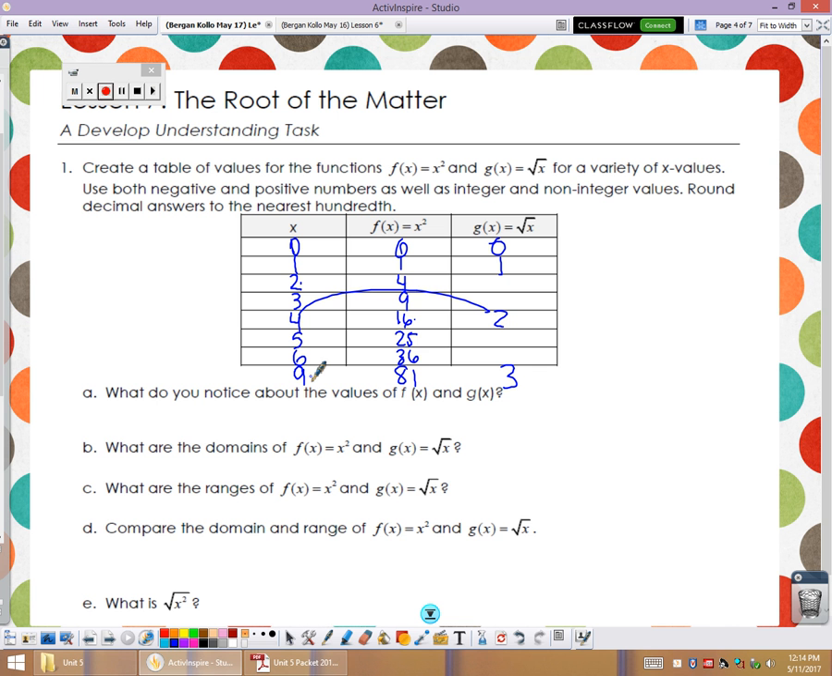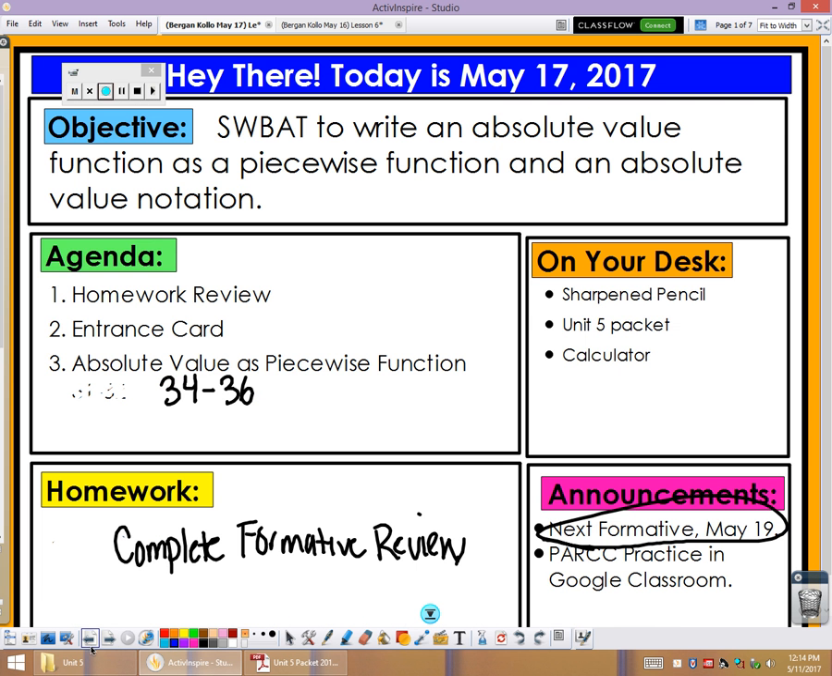But essentially we want to see that eventually all of my domain for this should be all real numbers, with the exception of taking the square root. I cannot take the square root of a negative number. This was honestly just an exploration of square roots and squares. It's not super imperative. So at this point, what I want you to do is begin to work on your review, which incorporates everything we've done up to this point. Okay, so that's what I'd like you to complete.